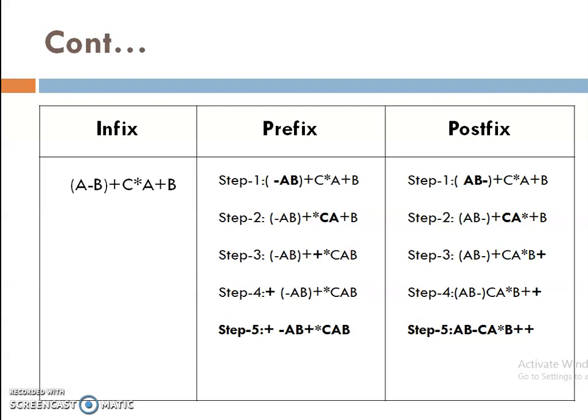Following the postfix rule the same way and solving this equation, we give the final result AB minus C multiplication B plus plus.